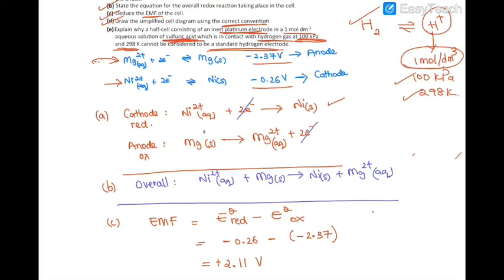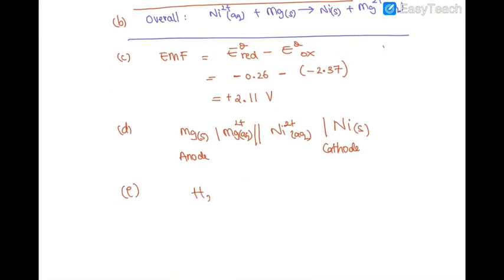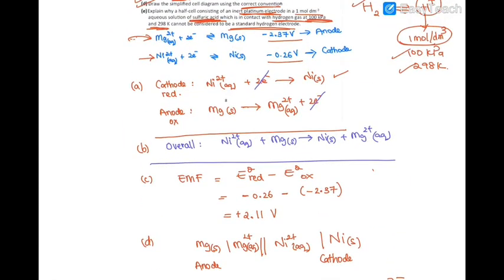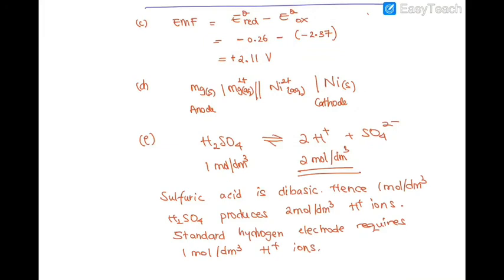But this one, if you look, sulfuric acid is a dibasic acid. So when it dissociates, 1 mole of sulfuric acid gives you 2 moles of H+, which means that 1 mol per dm cubed here produces 2 mol per dm cubed of H+. So you don't have 1 mol per dm cubed of H+, therefore this is not a standard hydrogen electrode. So this is the answer.